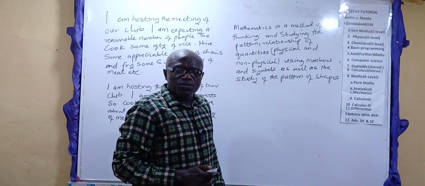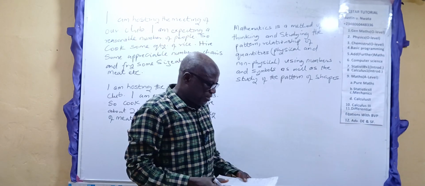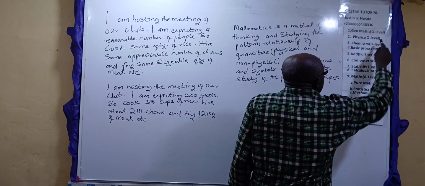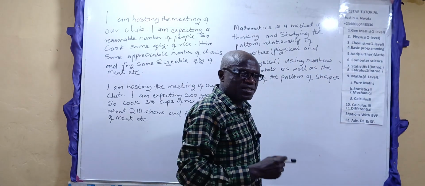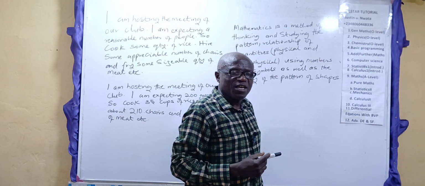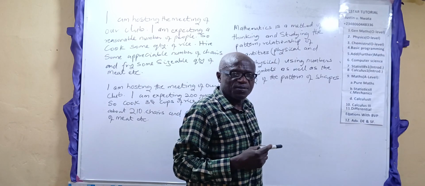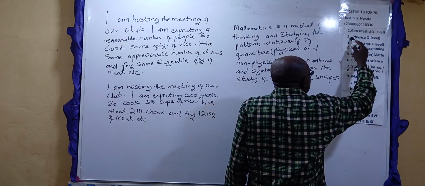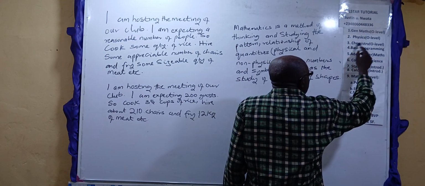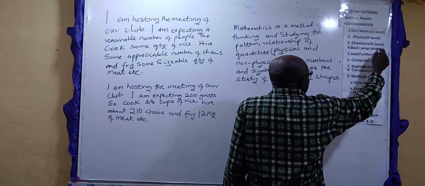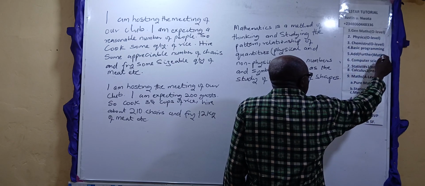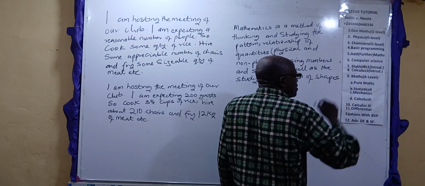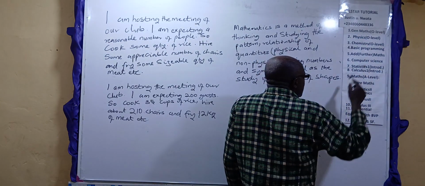I'm going to teach you the following subjects and courses. The first one there is General Mathematics, O level. General Mathematics is the first step of mathematics you see before you enter into any aspect of calculation. After that, I will also teach you physics O level, chemistry O level, basic programming, additional or further mathematics, computer science, statistics 1, that is introduction to statistics, calculus 1, introduction to calculus.